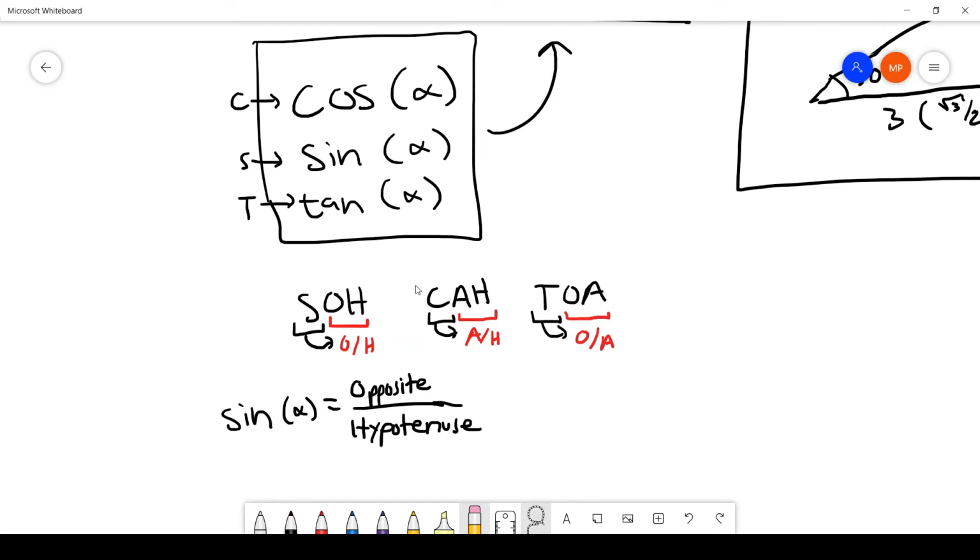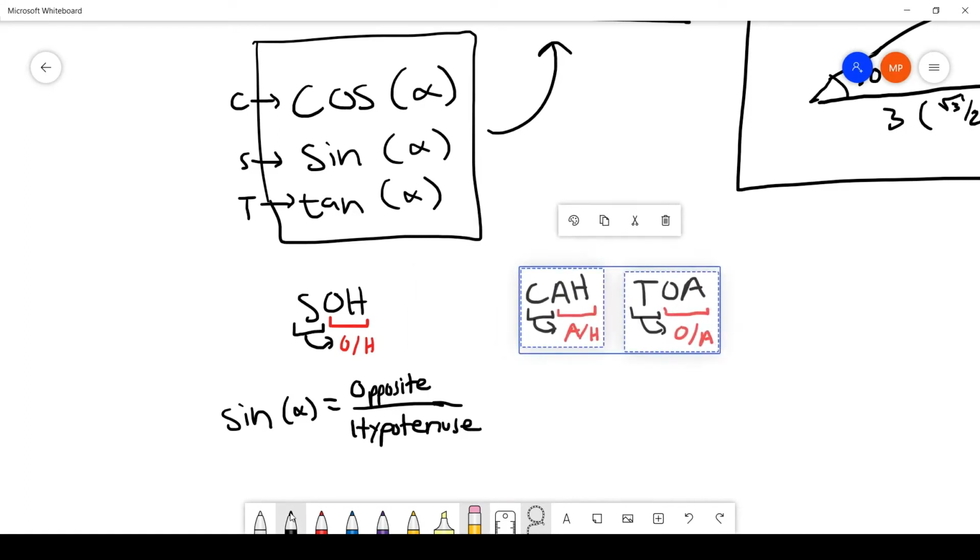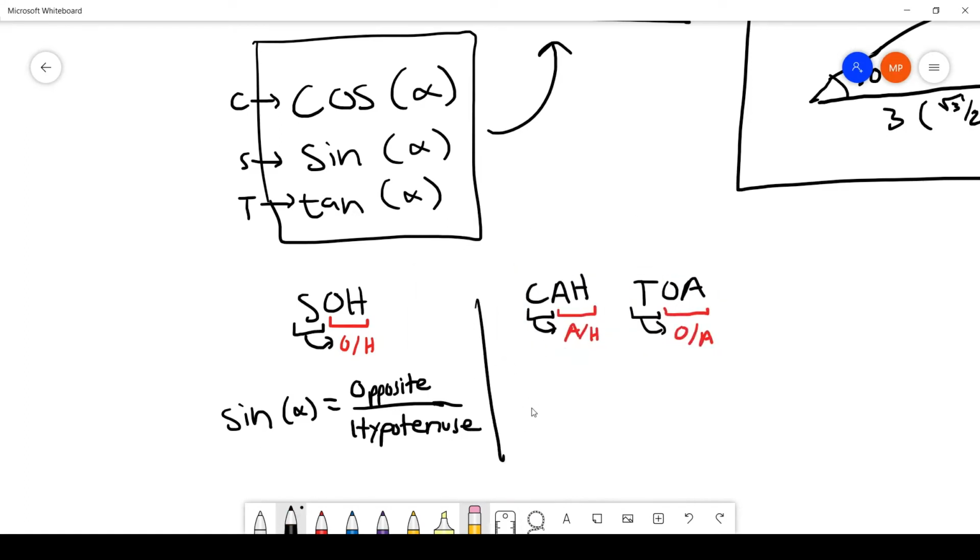And then let me move this. Then we can say that cosine of alpha is equal to the adjacent over the hypotenuse.